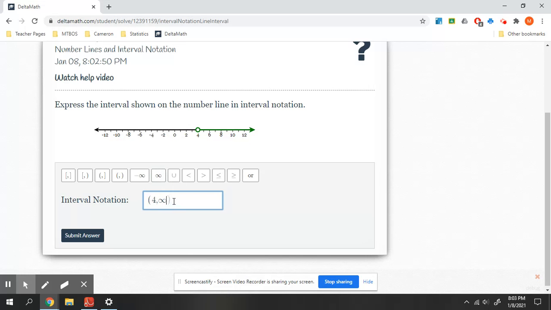Now, please, please, please, we do not use brackets for infinity. That would be saying, hey, we've shaded, we've reached infinity, we made it. That is not the case. We're going from 4 to infinity. You can never really reach it. We shouldn't treat it like a number. So from 4 to infinity.